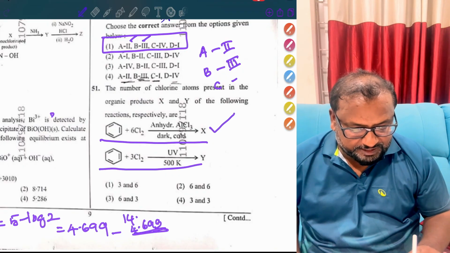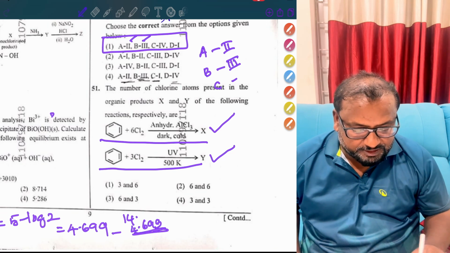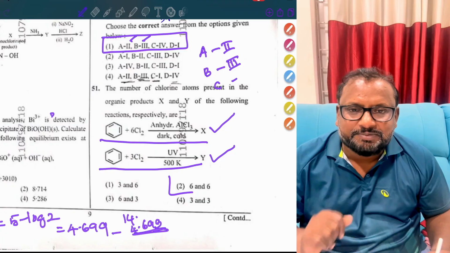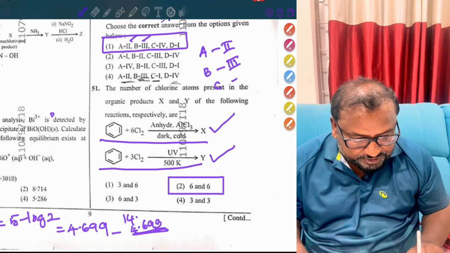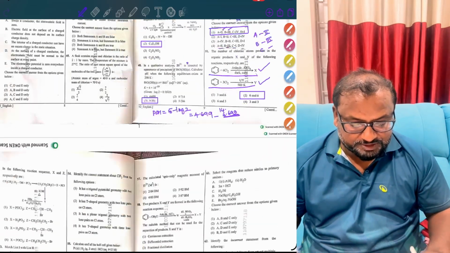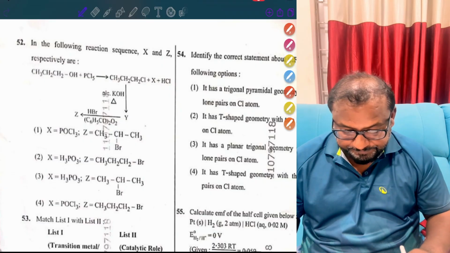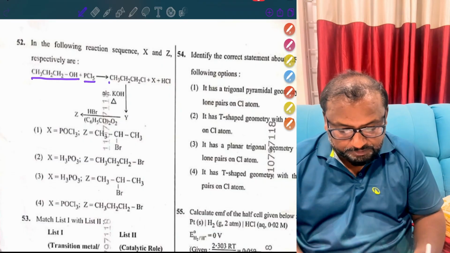So chlorine, anhydrous dark Cl2, gives you X. Chlorine plus 3Cl2 gives you this. So here one is an addition reaction, one is a substitution reaction. But the question asked is how many chlorines are there in each case. So each compound has got 6 chlorines each. So this is question number 51. Yeah, we'll go to 52 again. We'll make it a bit faster.